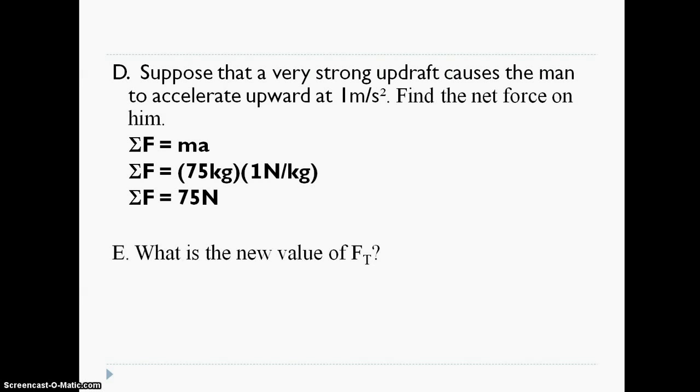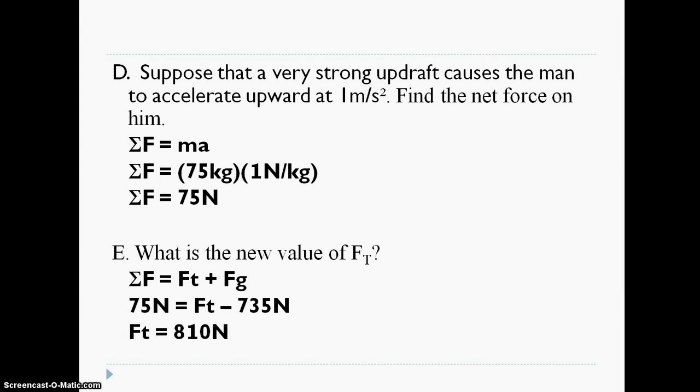But the last part then is, what is the new value of Ft? And this is where the signs will come into play. So we use the same equation we did before. Now our net force is positive instead of negative. So we've got positive 75 newtons because it's up, and then you've got negative 735 newtons on the weight because the weight is down. So now my tension force is going to be greater, which should make sense.